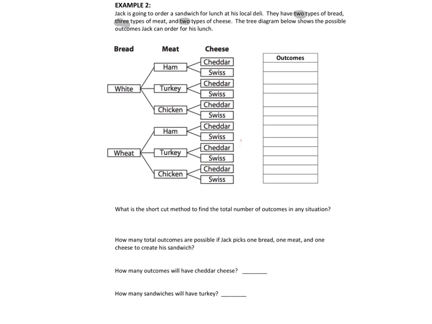So here is our tree diagram. We have the bread column, the meat column, and then the cheese.